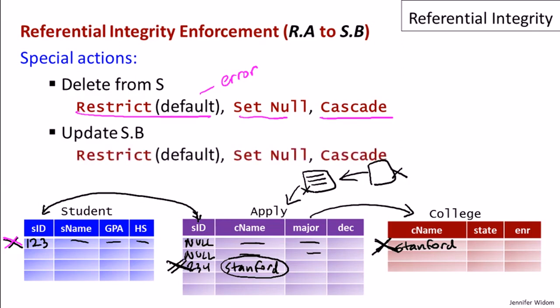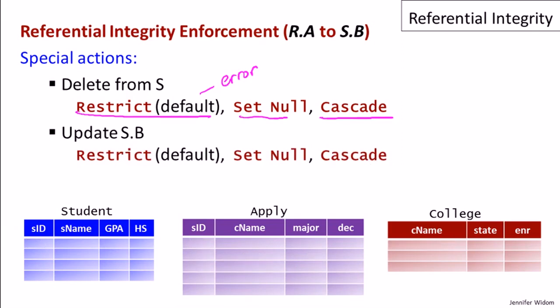Now, updates have a similar 3 options. Let's erase all this stuff here. Let's again set up some example data. So let's say we have our student 1, 2, 3 who was applied to Stanford, and we have 1, 2, 3 over here. If we tried to update, say, this 1, 2, 3 to be the value of 4, 5, 6, the restrict command would say that's not allowed because that would leave us with this dangling pointer and it will generate an error.